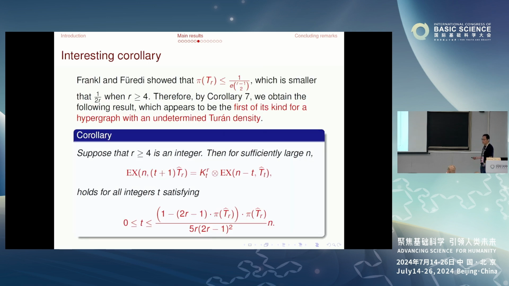Okay, our result has a sufficiency. We don't know its density, so we don't know its extremal graphs, but we know the extremal graph of T_r's sufficient plus one. The extremal graph is just the union of the complete graph and this extremal graph. So I think this result is interesting for us.